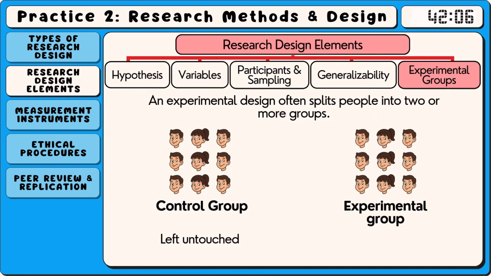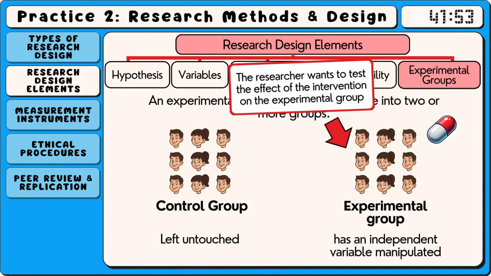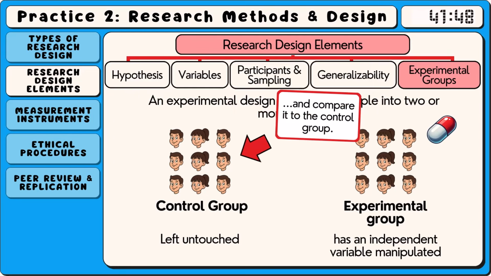The second group, known as the experimental group, has an independent variable manipulated. For example, the researcher might give them a sleeping pill, or tell them to study for an extra 4 hours before the exam. Essentially, the researcher wants to test the effect of the intervention on the experimental group and compare it to the control group.